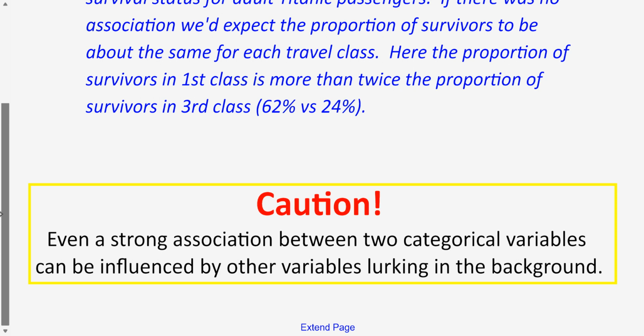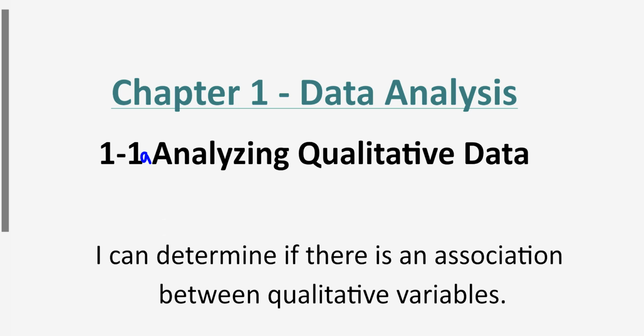But I just want to give you a caution: even a strong association between two categorical variables can be influenced by other things. So we're going to have to dive deeper into the data to determine if there really is a correlation between the things. But there appears to be some relationship here. And that's Chapter 1, Section 1, analyzing quantitative data, specifically with bar graphs. We'll see you next time.